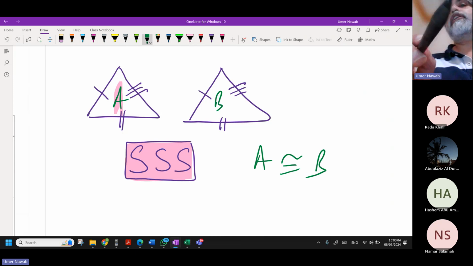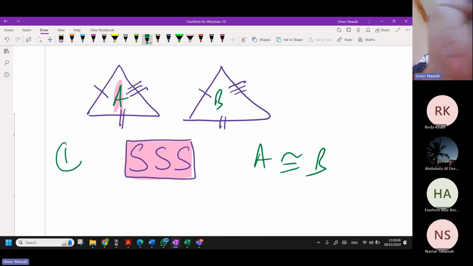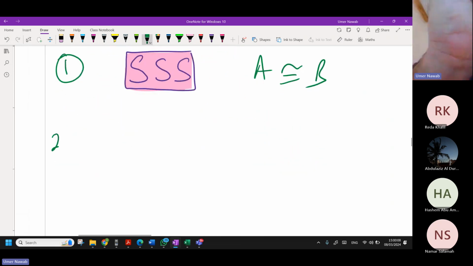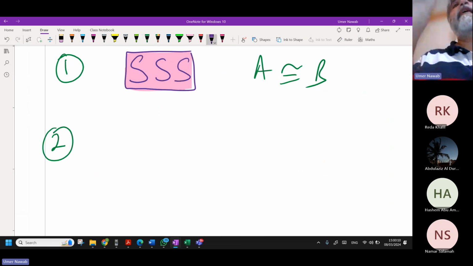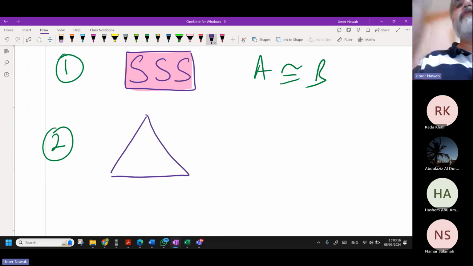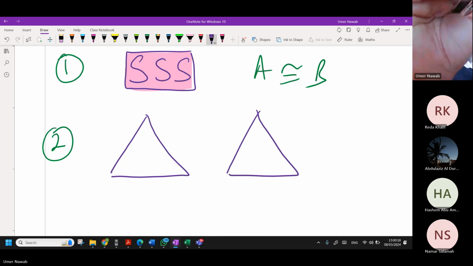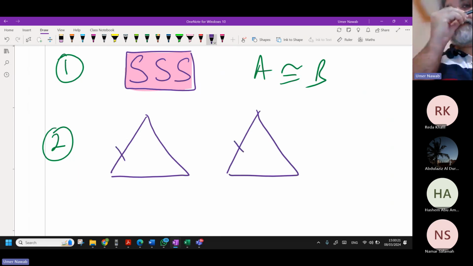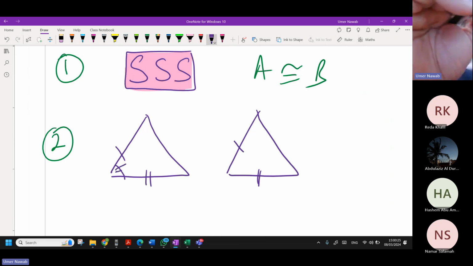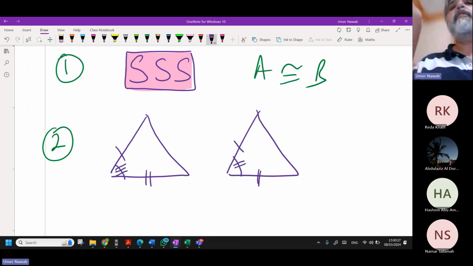So this is the triple S property. This is property number 1. There is a second property which you take in congruency, that is called when I have 2 sides, and this side is congruent to this side, and the included angle is congruent to the other angle.